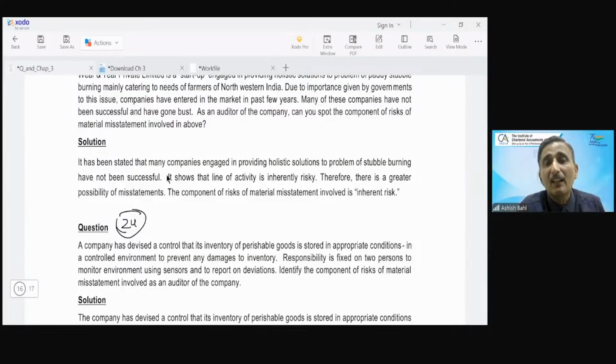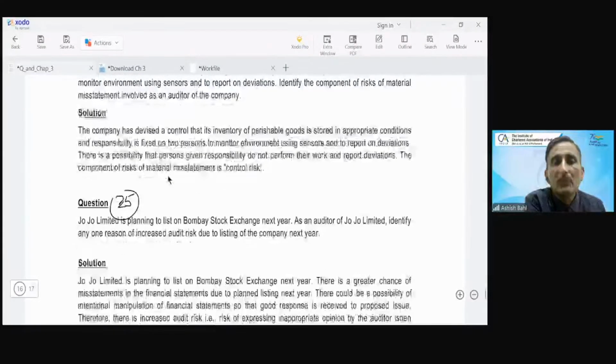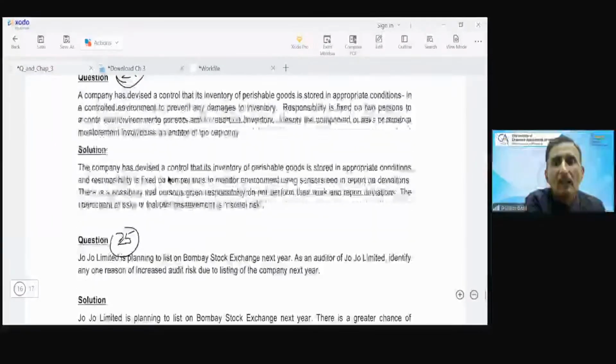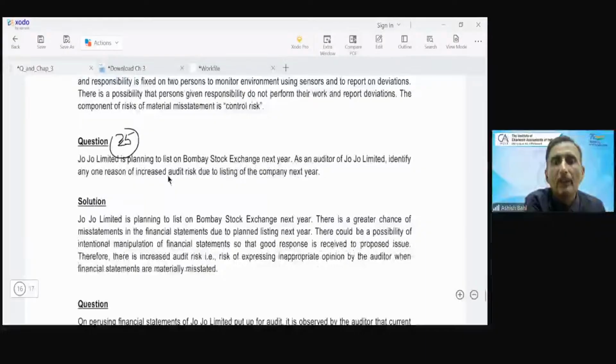Yes, this is control risk. The company has instituted a control, and there would always remain a possibility that the control which has been devised by the company may not work. It might not work. Yes, control risk, Gurmeet, you have also stated correctly. So these 2-3 questions are also in your module.